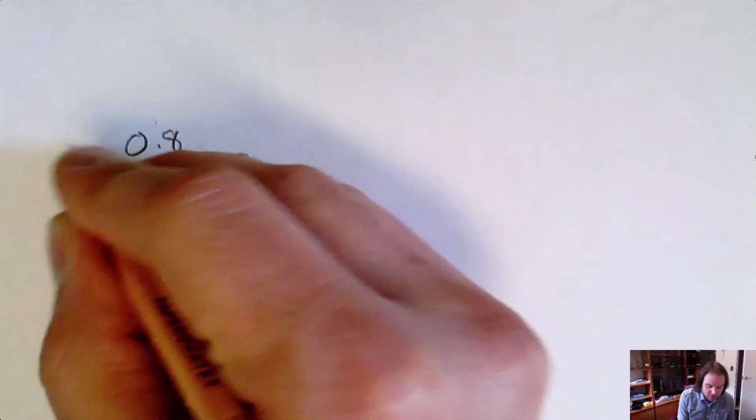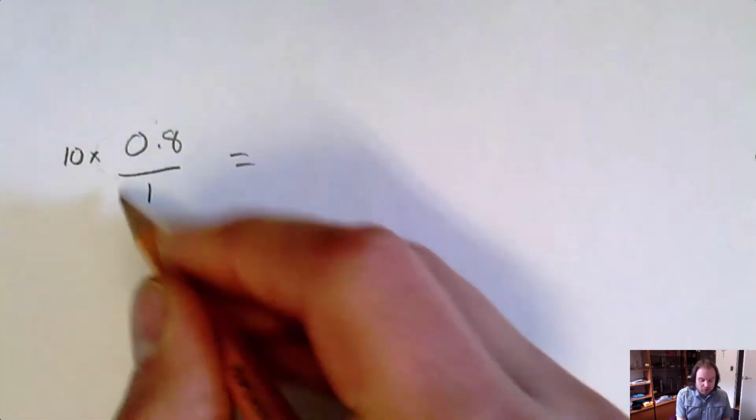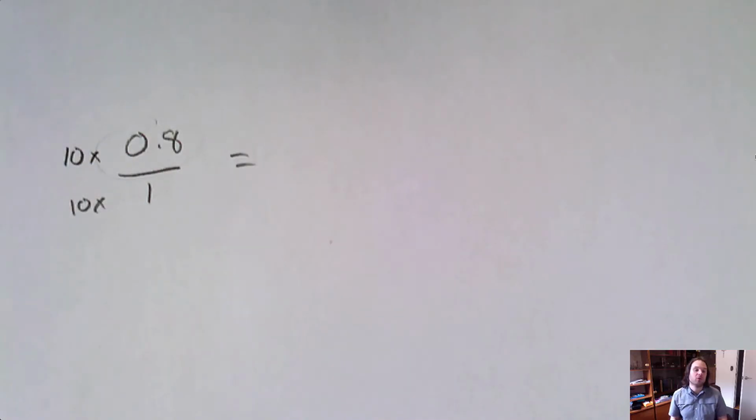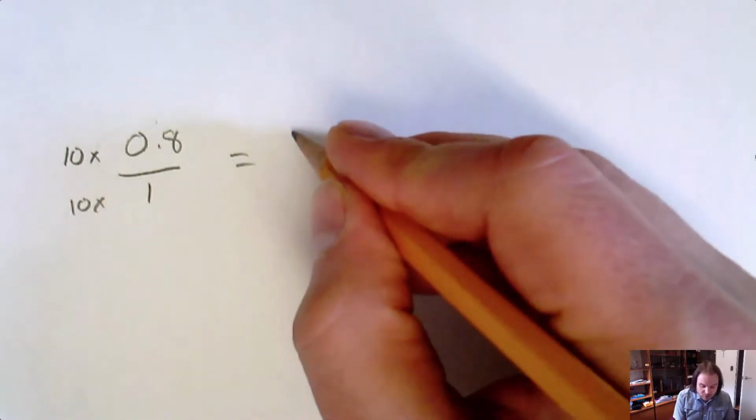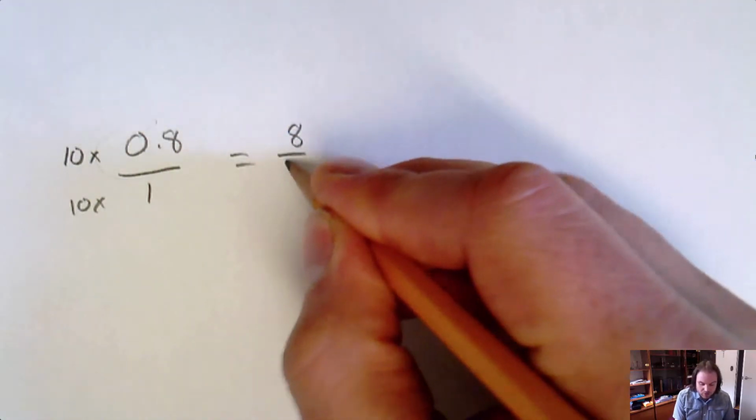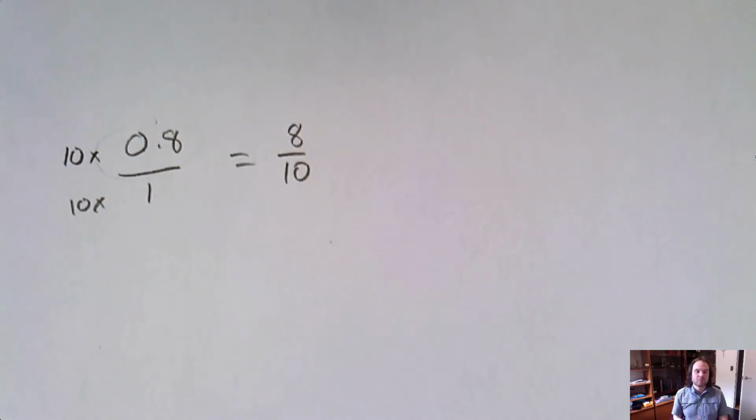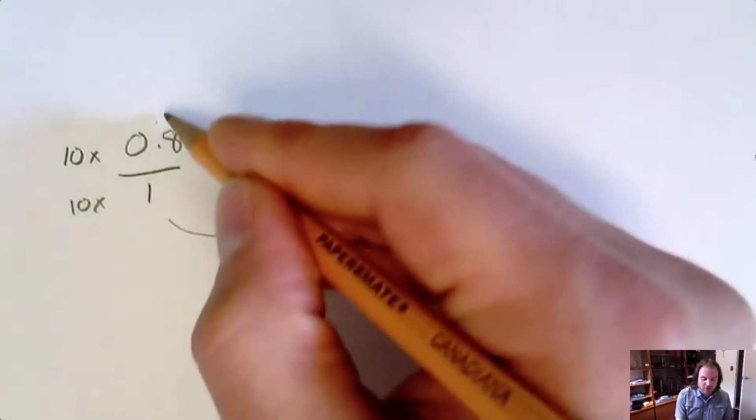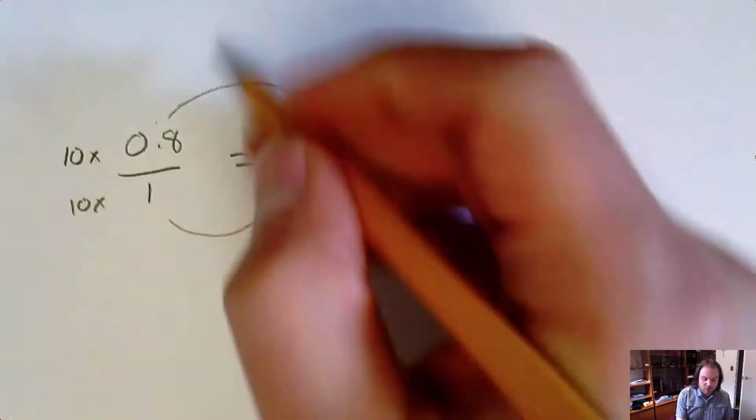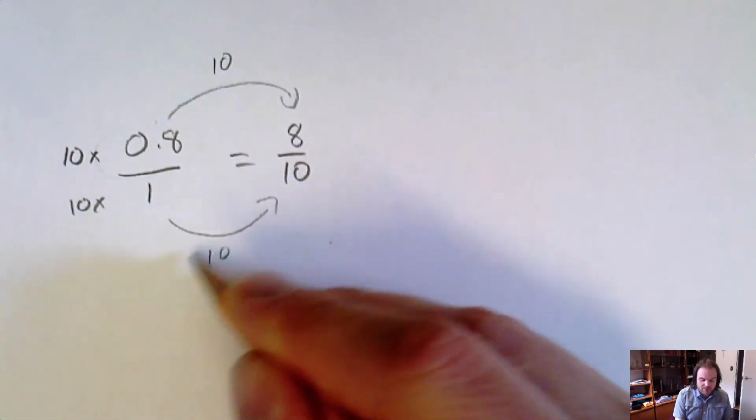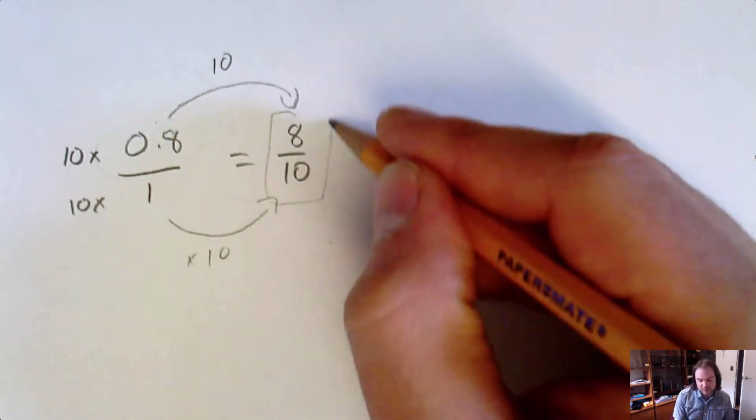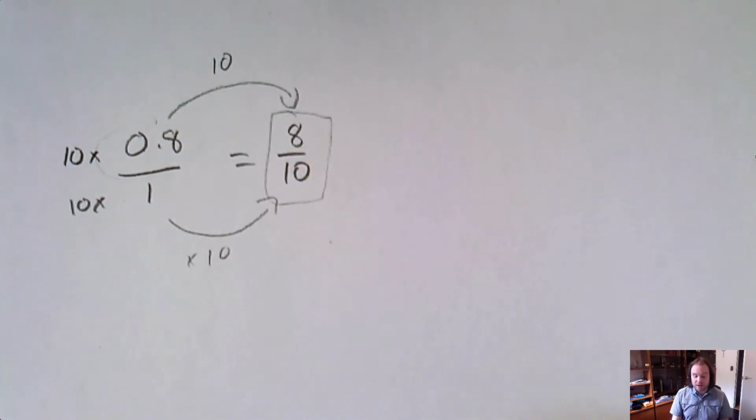So let's first multiply by 10. If I multiply the top by 10, I must multiply the bottom by 10 as well, from what we learned in our fractions. This is going to give me 8 over 10. Okay? And that still follows with our rates and ratios. So if I multiply this by 10, I must multiply this by 10. Now, we want to simplify this fraction. So how do I simplify that fraction?